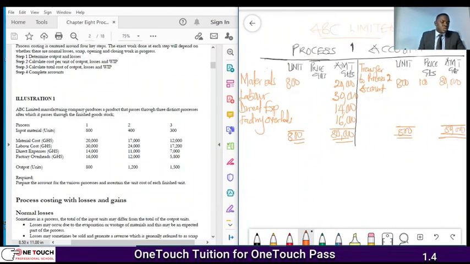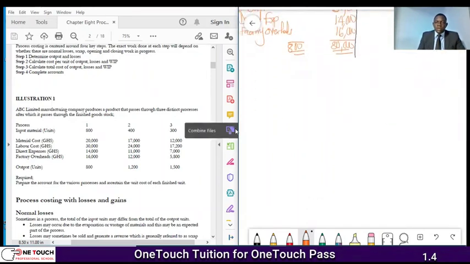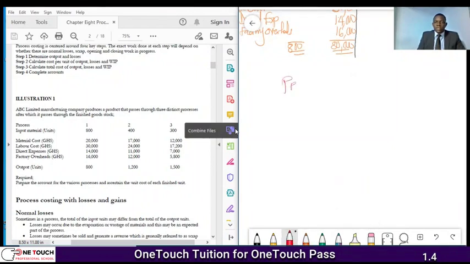Good. So this is how to go about the first process. Now, let's move on to process 2. Let's move on to process 2 accounts. So we have process 2 account.